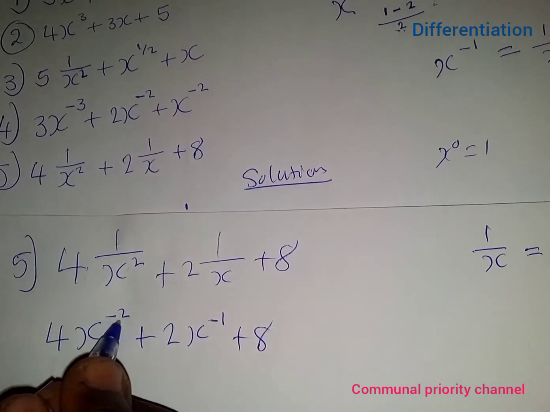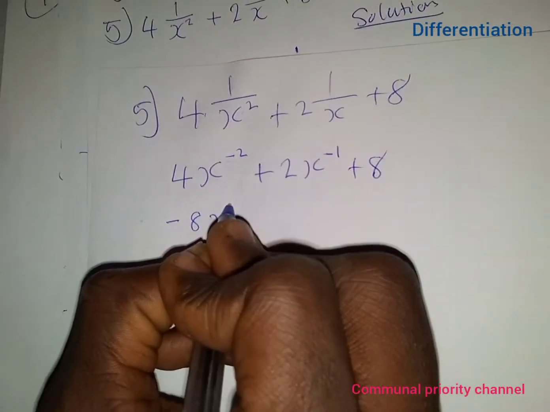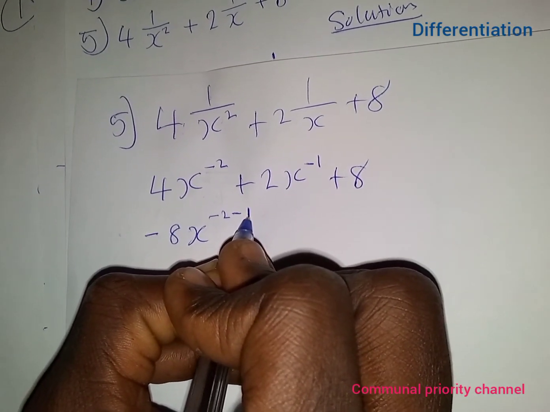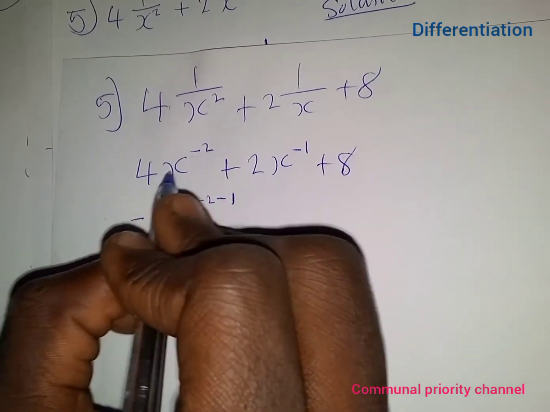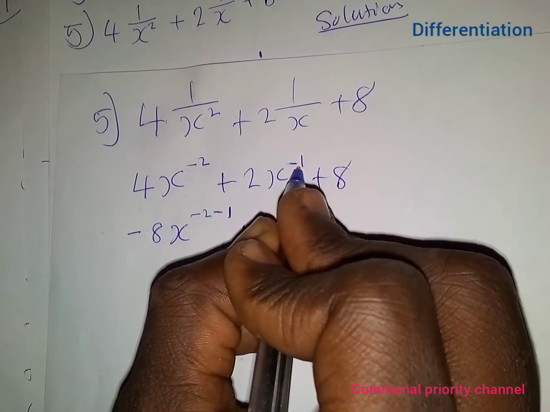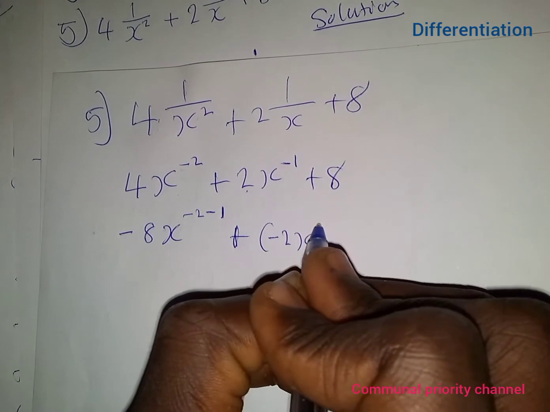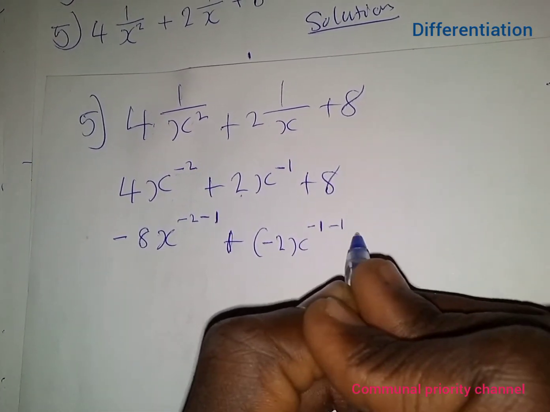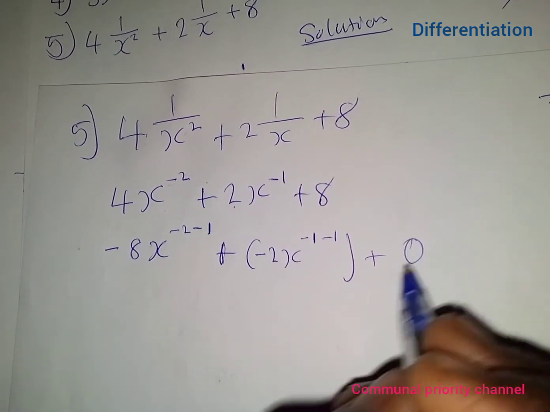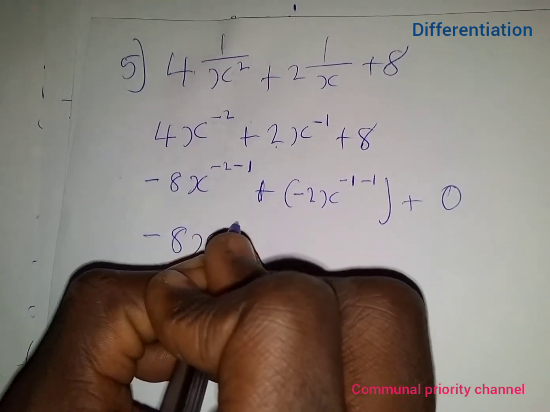So this will be minus 2 times 4 will give you minus 8x to the power of minus 2 minus 1. As we said in differentiation, always we are subtracting 1 from the power. After multiplying the power with the coefficient, then we're going to subtract 1 from the power. Then plus, what do we have as our power here? Minus 1. Then minus 1 multiplied by 2 will give you minus 2x to the power of minus 1 minus 1. Close bracket. Then plus, we say always the differentiation of a constant value is what? Is 0.